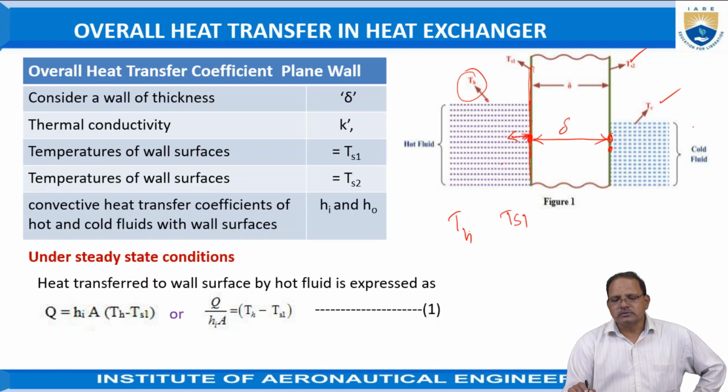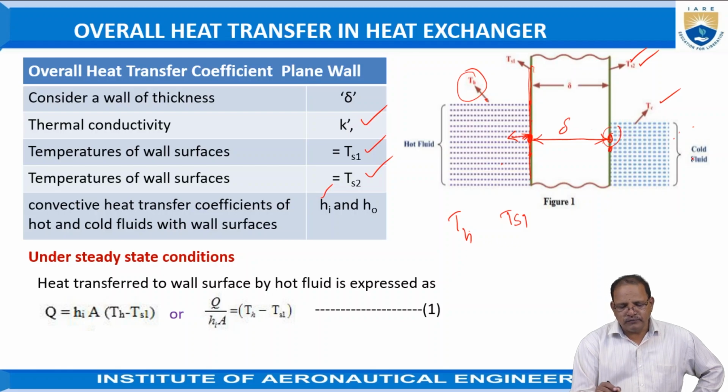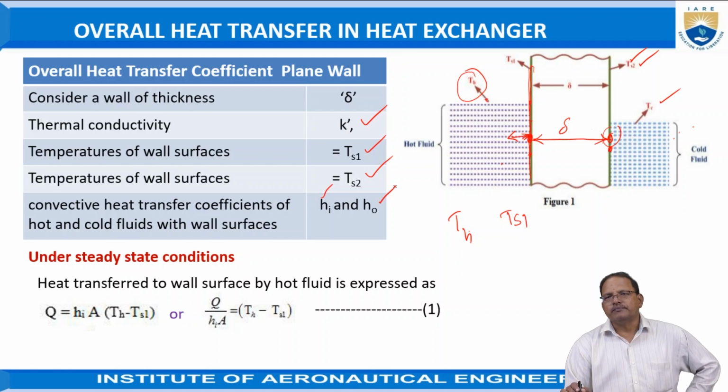Thermal conductivity of the material is K. The temperature of the inner wall surface, meaning the wall in contact with the hot fluid, is given as TS1. The temperature of the outside wall, which is in contact with the cold fluid, is represented as TS2. The convective heat transfer coefficient between the hot fluid and the inner surface is represented as Hi, and between the cold fluid and the outer surface is Ho.